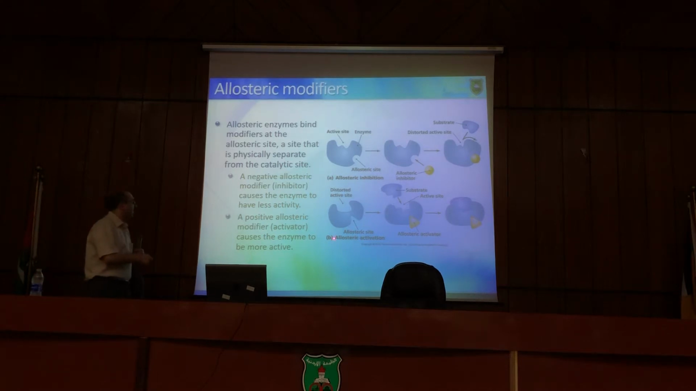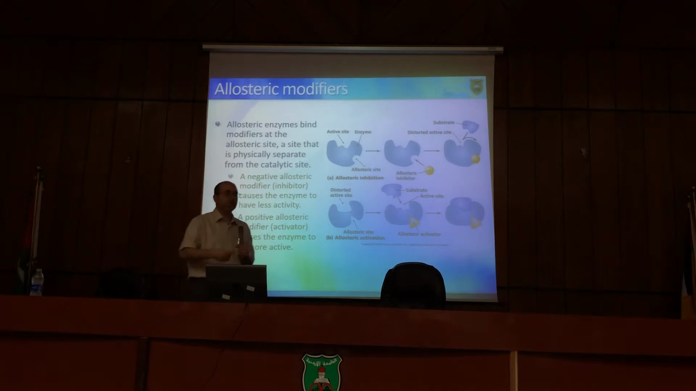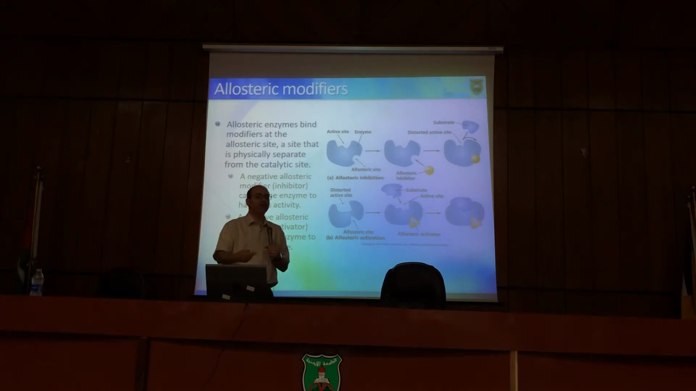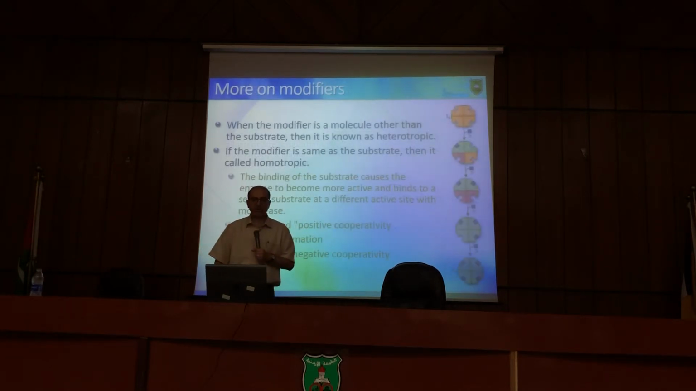You can also have activators, and these positive allosteric modifiers also bind somewhere else on an enzyme, a regulatory subunit. They change the active site so that the active site can bind to substrates with higher affinity, let's say, or they increase the velocity or rate of reaction, the catalytic efficiency of a reaction.